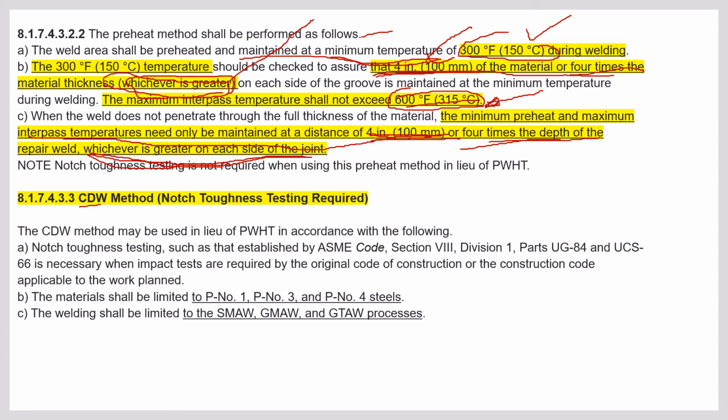CDW means controlled deposition welding. Preheating is one method by which you can avoid the PWHT, and CDW, controlled deposition welding, is another method by which we can avoid the PWHT too. So the CDW method may be used in lieu of PWHT in accordance with the following. Notch toughness testing as established in the ASME code. The material shall be limited to P number 1, 2, 3, 4, and the process should be GTAW, SMAW and GMAW, okay. In this way you have to do controlled deposition welding. There are 2 controlled deposition welding methods, okay. Half bead method and temper bead method. By these 2 methods you can avoid the PWHT.